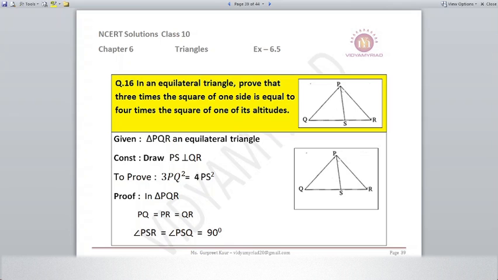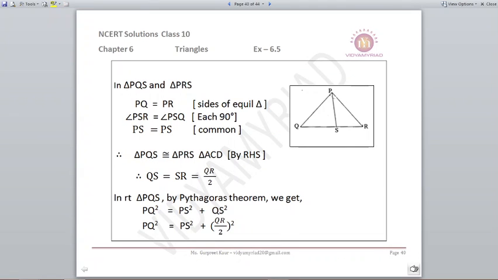Now if we take triangle PQR, since it is an equilateral triangle, that means PQ will be equal to PR will be equal to QR, and angle PSQ will be equal to PSR, that is 90 degrees. Now here let's take two triangles and we make it congruent. So in this, PQ is equal to PR because sides of an equilateral triangle, PS is common, and we have 90 degrees. So by RHS criteria the triangles are congruent, and when triangles are congruent we get QS is equal to SR, which will thus be equal to QR upon 2, that is half.